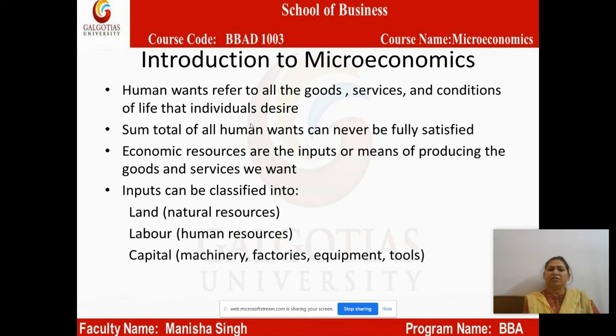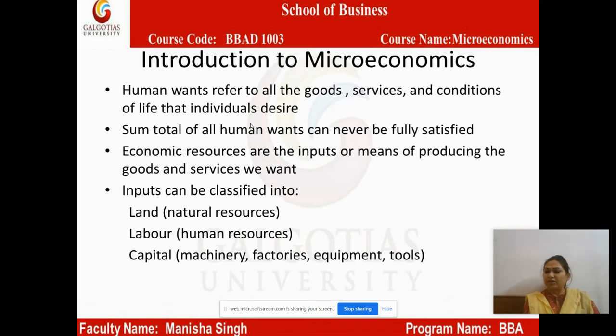Before we go further, we need to understand what inputs are, right? Inputs, or economic resources as we are talking about, are the means of producing the goods and services that we want. Okay, so if you have a want, for example, you want a commodity, or a house, or education, whatever good or service you want, there have to be resources which will produce that good or service. Resources are nothing but inputs, and we can classify them basically into land, labor, and capital.